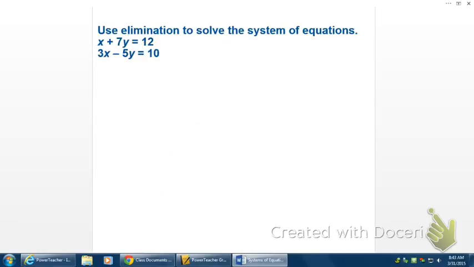So we decided we're going to multiply that top equation by -3. Guys, make sure you multiply the whole equation. So that now we're going to have a negative 3x, a negative 21y, and a negative 36. Multiply that whole top equation by negative 3. We're going to leave the bottom equation the exact same. No need to change it.